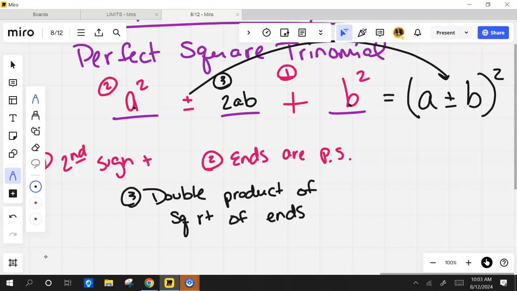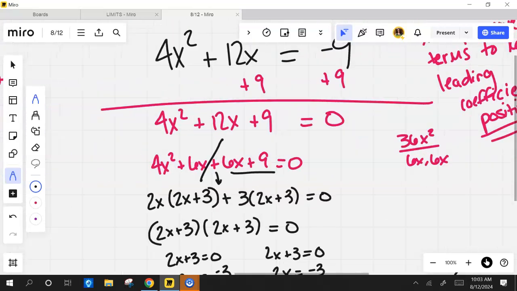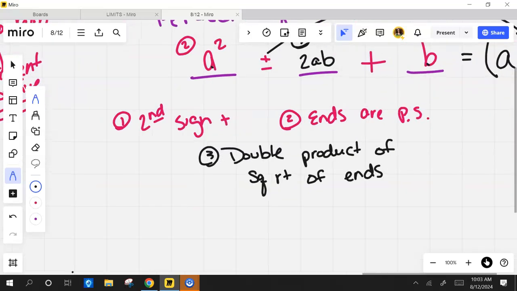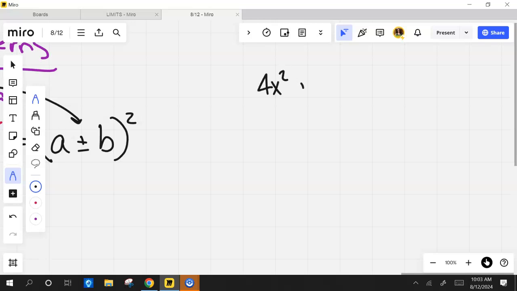Look back at the one we just did. We did it by hand. This is what we started with. Look at this, 4x squared plus 12x plus 9. Is that a perfect square trinomial? I hear no and I hear yes. Let's go through the checklist. Is the second sign a plus? Are the ends perfect squares? Yeah. What times itself twice gives you 4x squared? 2x and 2x. What times itself twice gives you 9? 3. The big question is, does it square dance?